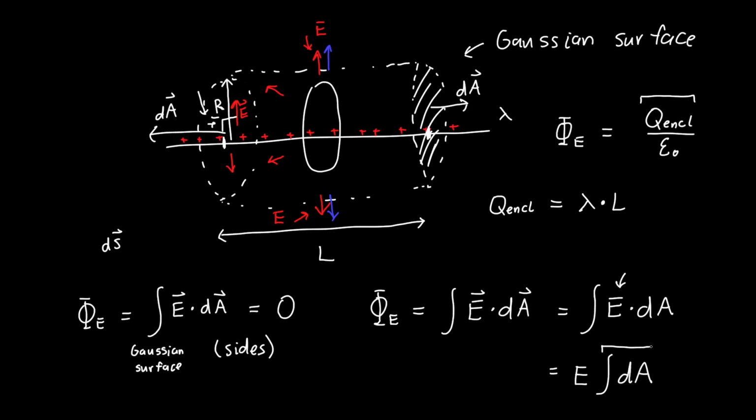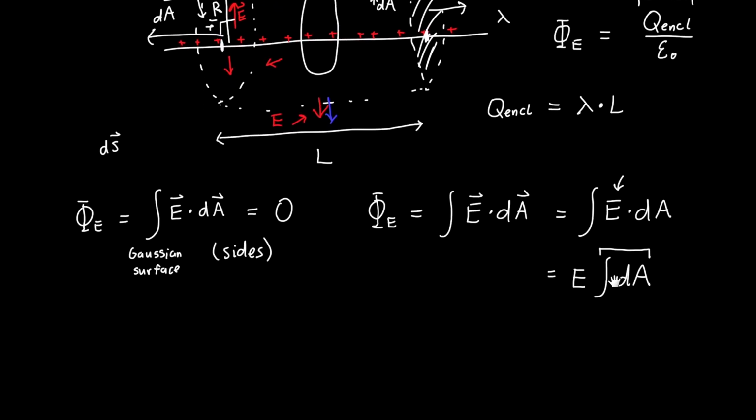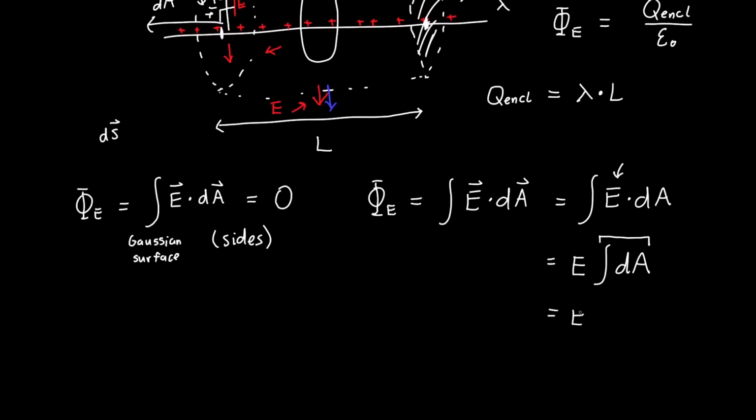But this integral, all this means is we're adding up all the little pieces of area on the main body of the cylinder. So this is just equal to the area. So E times the area of the cylinder. And the area of a cylinder is just 2 pi times the radius of the cylinder times its length. And so this is the electric flux for the main body of the cylinder. And if we add this to 0, it's still the same thing. So this is our total electric flux.